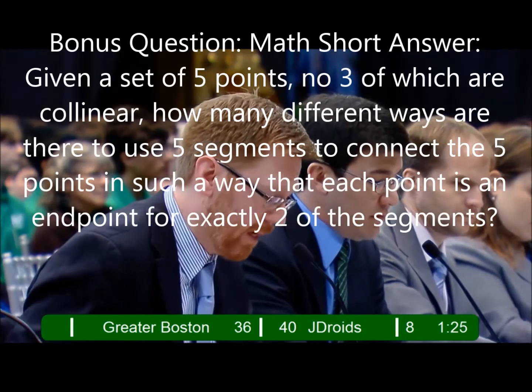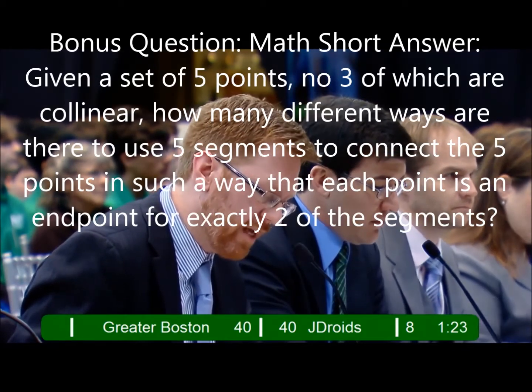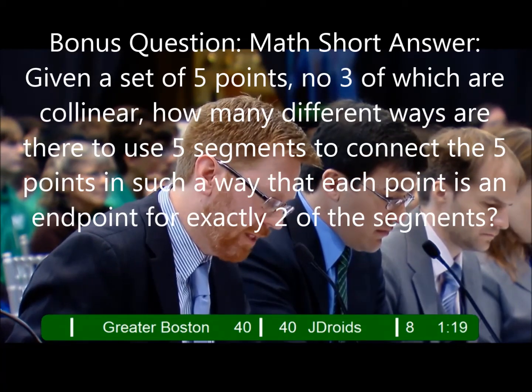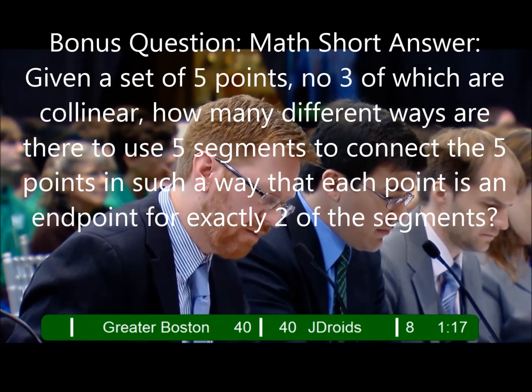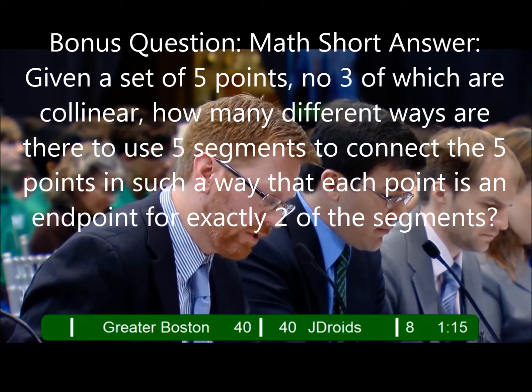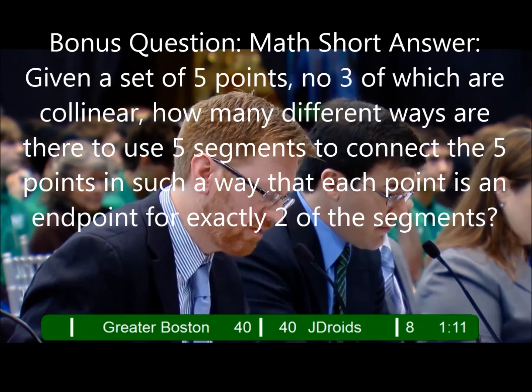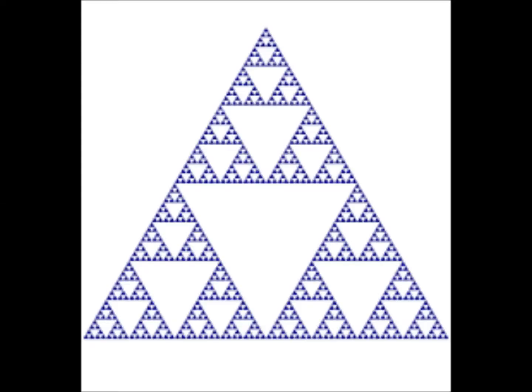Bonus question, math, short answer. Given a set of 5 points, no 3 of which are collinear, how many different ways are there to use 5 segments to connect the 5 points in such a way that each point is an endpoint for exactly 2 of the segments? This is a combinatorics question, and it would really help if you knew the formula. If you don't, you have to think about it like beads. How many necklaces can be made from 5 beads with intuitive restrictions?